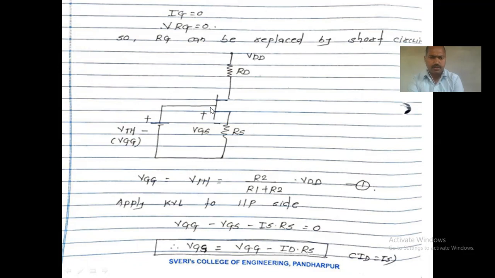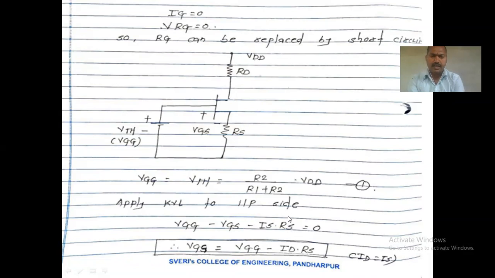This voltage is between gate and source, VGS. VGG minus VGS, traveling from plus to minus, so it is a minus. Then the current flowing through this RS is IS, so IS into RS. So the total is VGG minus VGS minus IS into RS. This is the equation for this type of configuration.